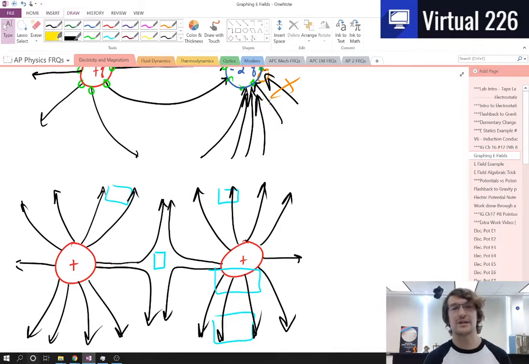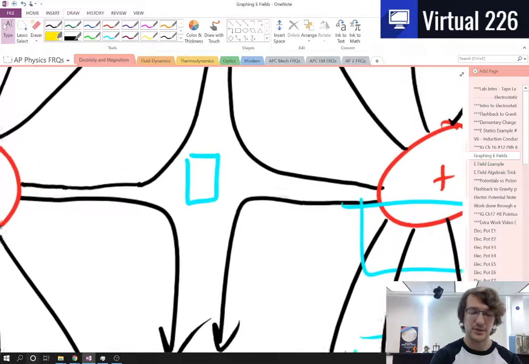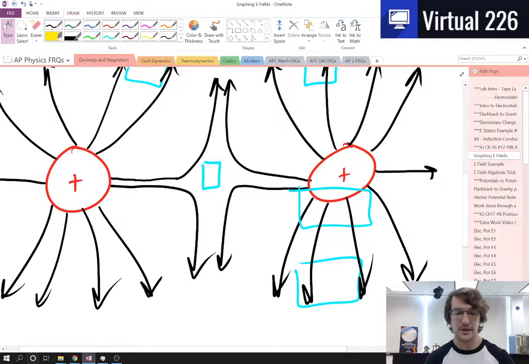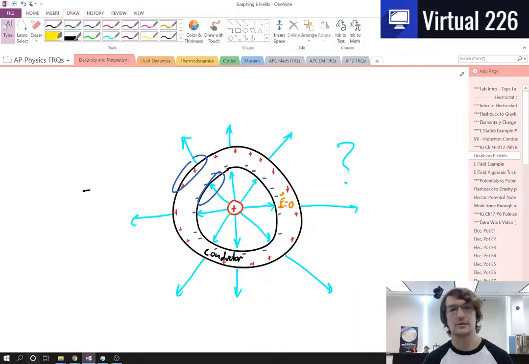Make sure that you understand that the density of these field lines designates how strong the electric field is. Make sure you recognize that there can be dead points in space if we have like charges here. And make sure that your electric fields inside a conductor are 0 and you're not drawing those field lines there. And if you do that, you should be pretty good.